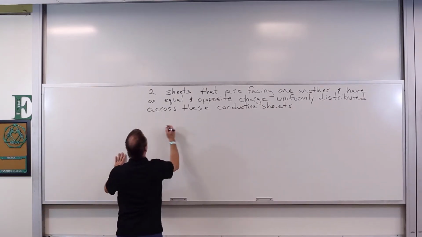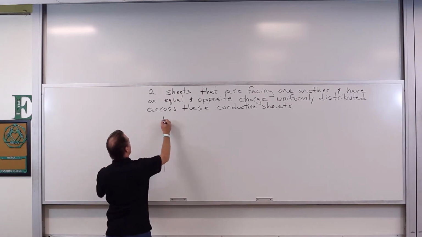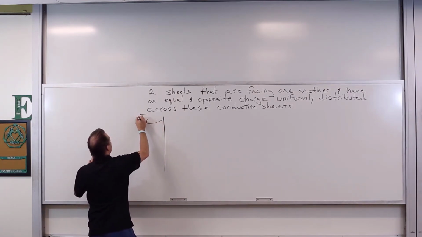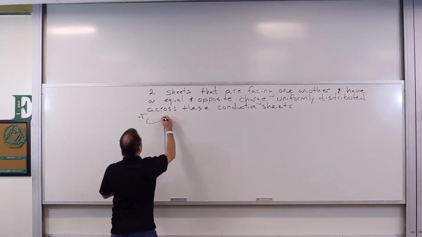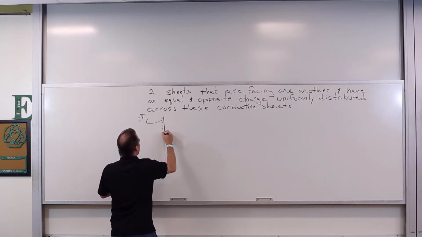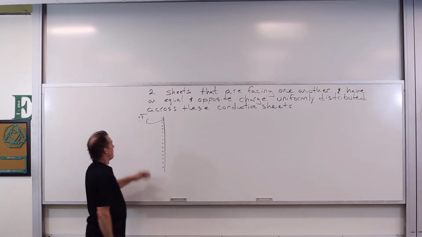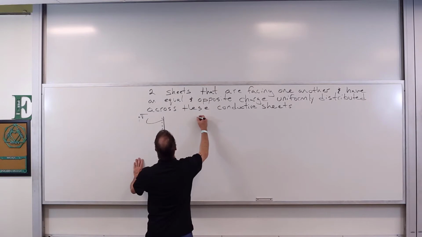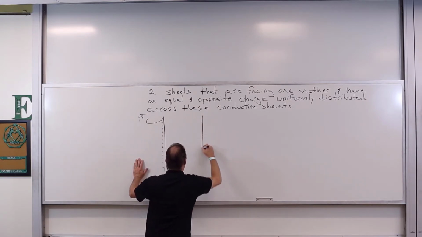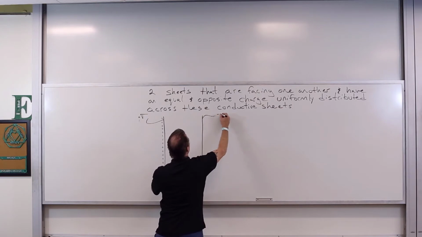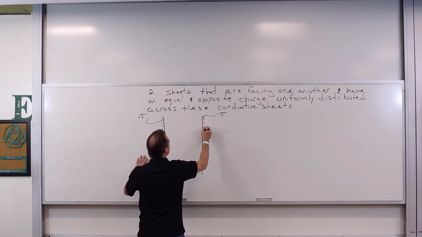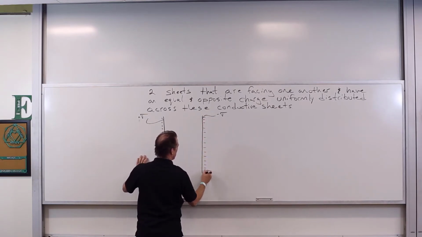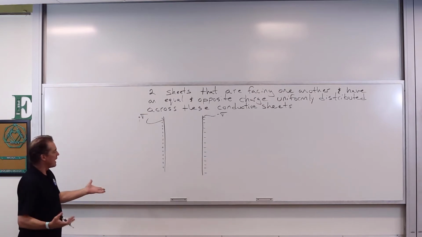So, what do we have here? We've got a sheet, and it's got some surface charge density plus sigma, right? Which would mean that, hey, it's a bunch of excess positive charge. And we've got another sheet. Let's stick it over here, facing the sheet, and say this one has a surface charge density of minus sigma. Great. And it's got an excess of negative charge.